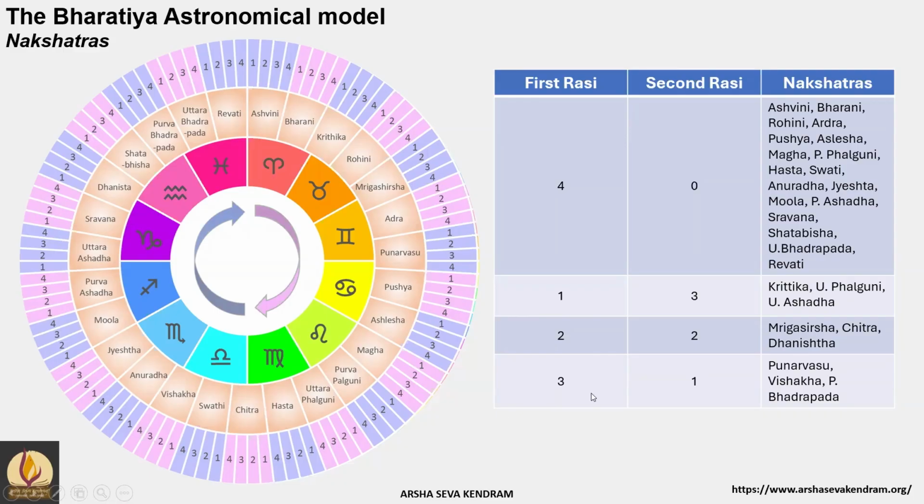And then lastly, there are nakshatras where there are 3 padas in the first Rasi and 1 pada in the second Rasi. A typical example is Punarvasu. Punarvasu has 3 padas in Mithuna and 1 in Kataka. Vishaka has 3 in Tula and 1 in Vrishchika, and so on and so forth.